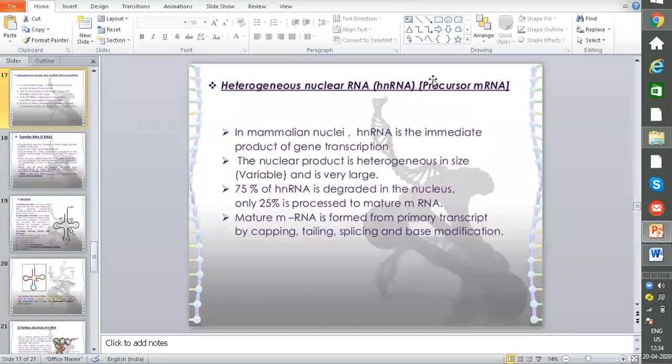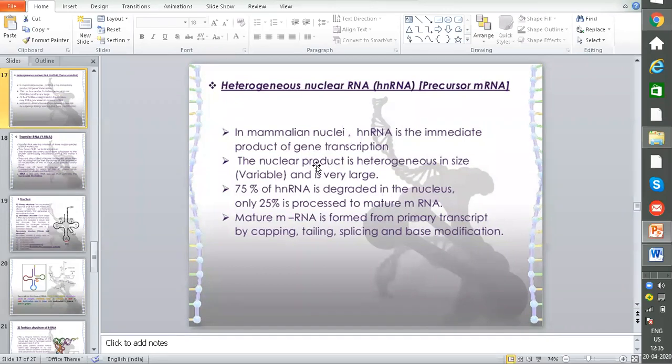This is the initial part of the mRNA. During transcription, first hnRNA will be produced, and from that, finally mRNA will be produced. It is also produced in the nuclear region, but 75% of hnRNA will be degraded. Only 25% will be processed into mature RNA.